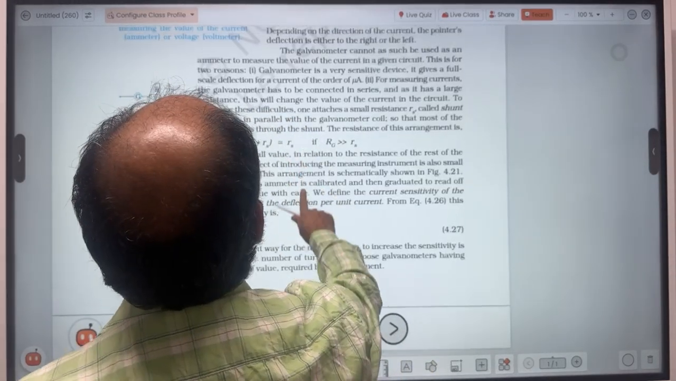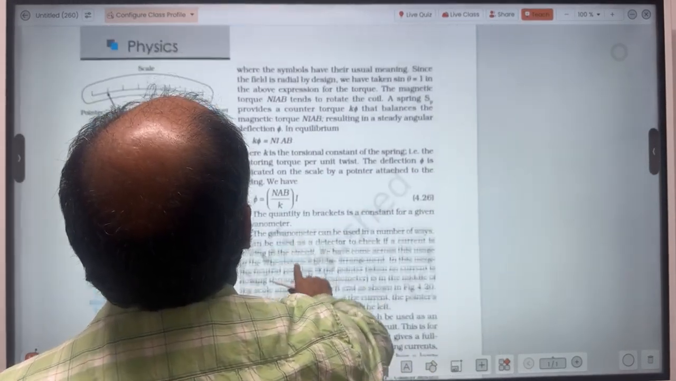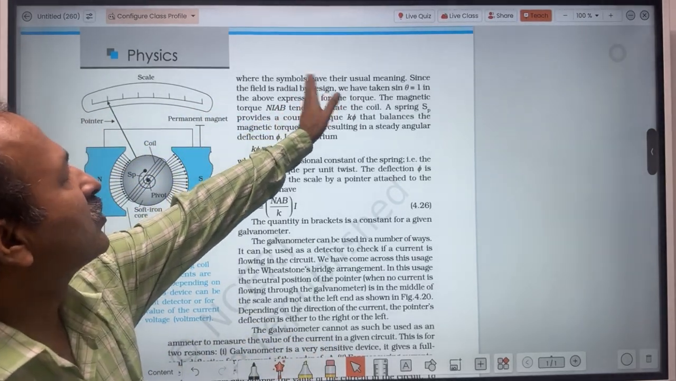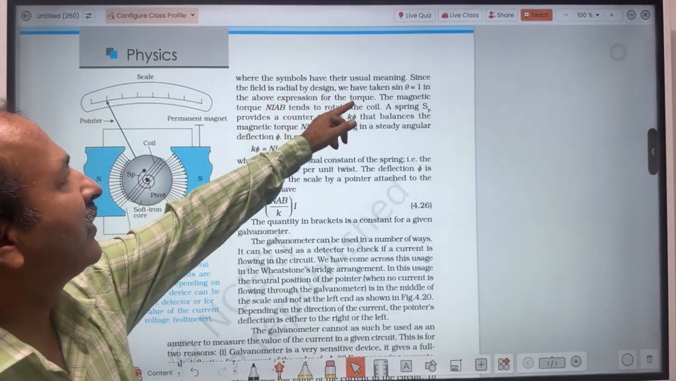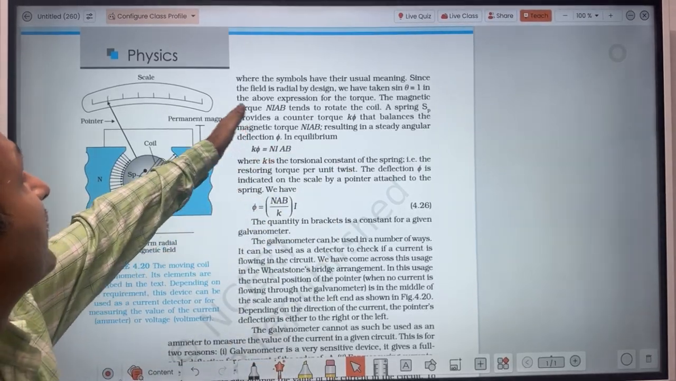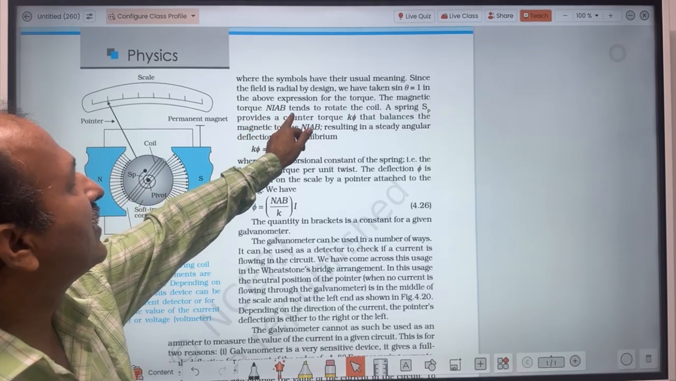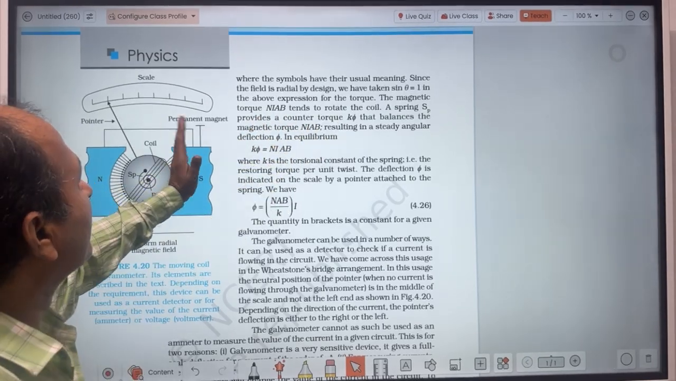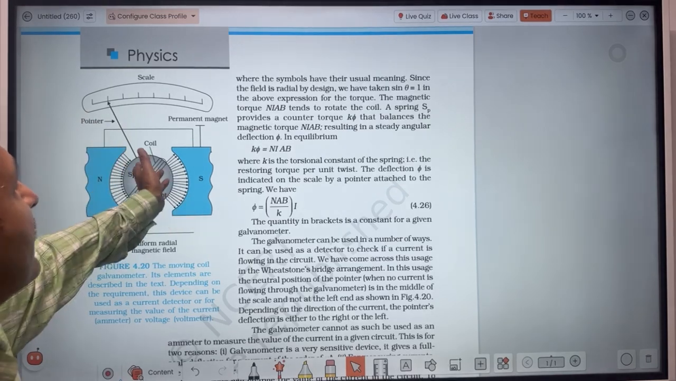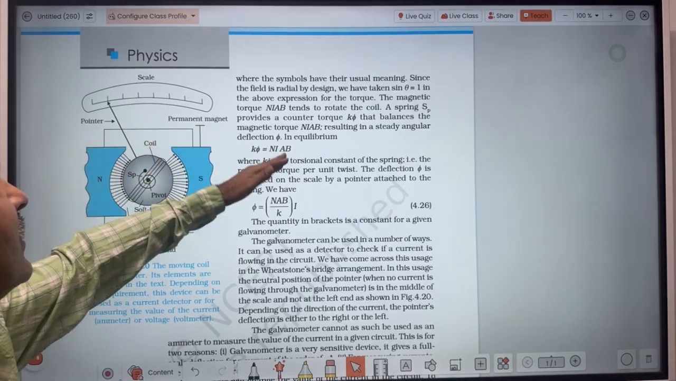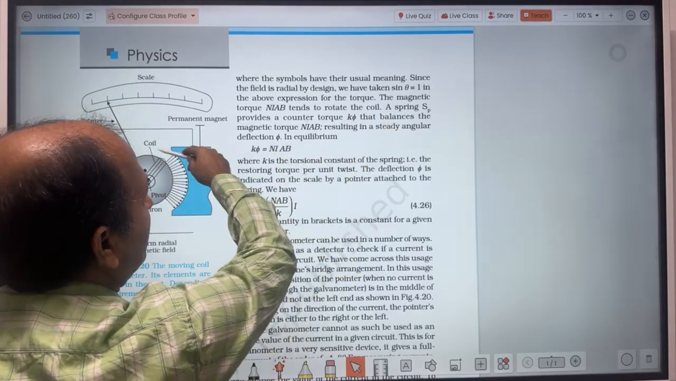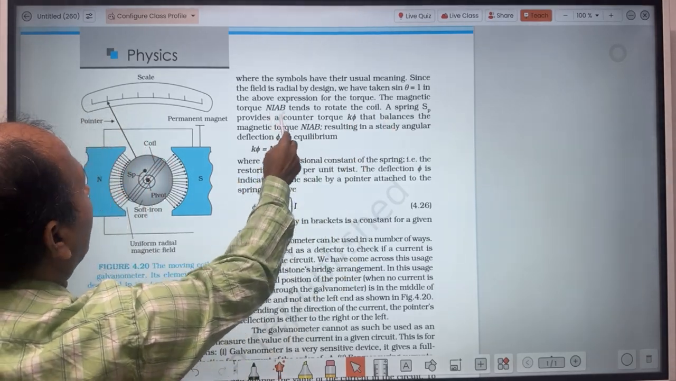Now, so everything is clear? The symbols have their usual meaning. Since the field is radial by design, we have taken sin theta equal to 1, meaning theta will be 90 degrees, in the above expression for the torque. The magnetic torque NIAB tends to rotate the coil, right? When the torque acts, there will be a counter torque which will try to prevent it from moving, and that will depend on the angle moved. So we can say the counter torque is K phi, and this torque we have calculated as NIAB.